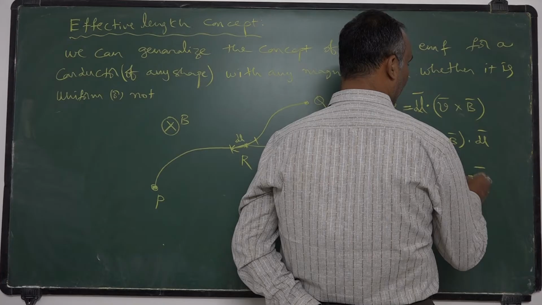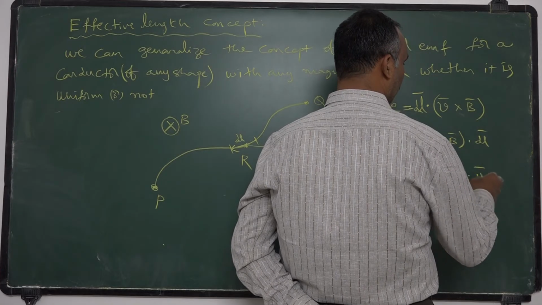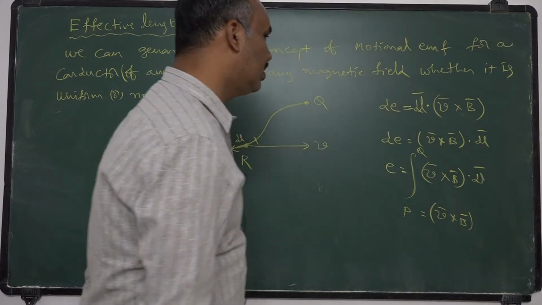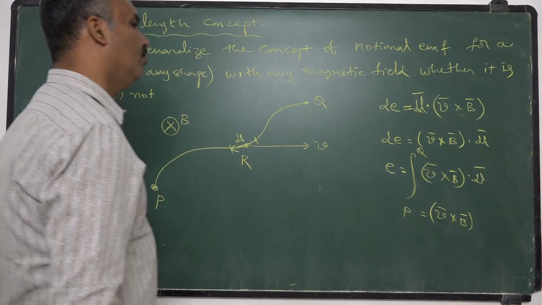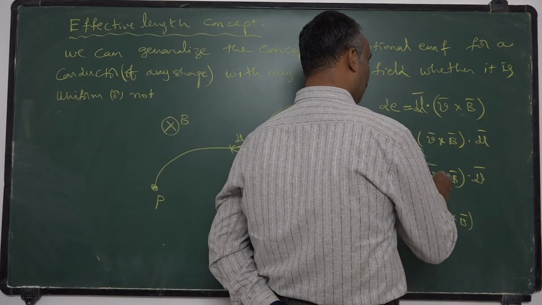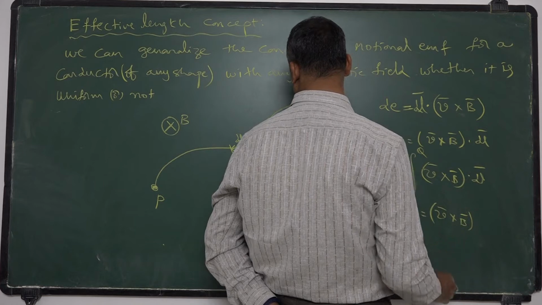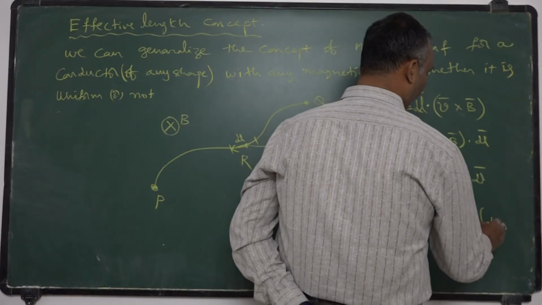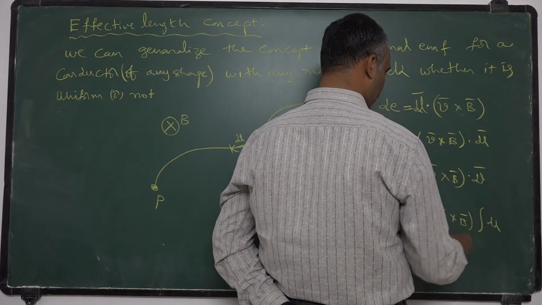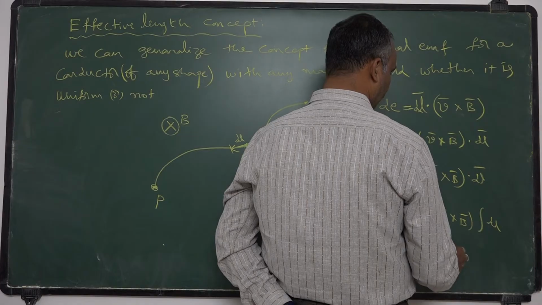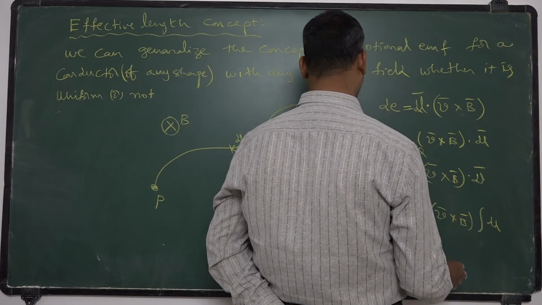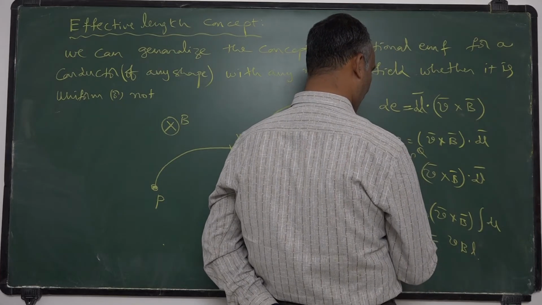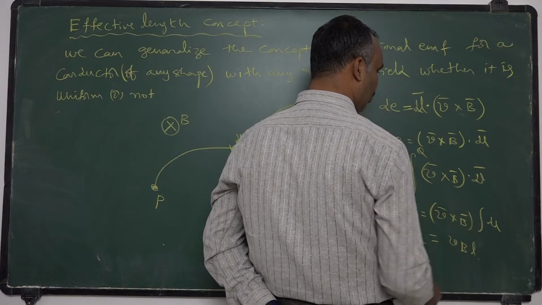As you expand this dot product you will get cos of the angle with dl bar. V bar cross B bar means it is perpendicular to the plane containing both V bar and B bar. So it is parallel to dl bar, cos 0 is 1, so don't worry, integral dl. Integral dl means the total length of the wire. V and B are perpendicular to each other, so E is given by BVL.